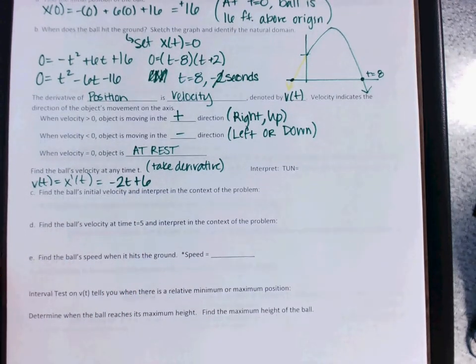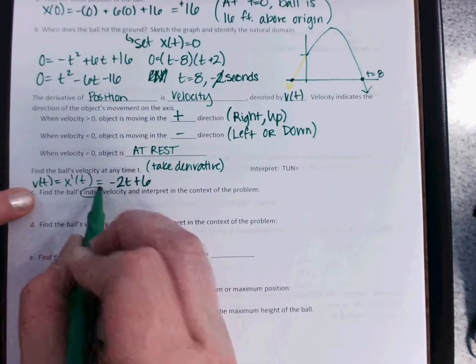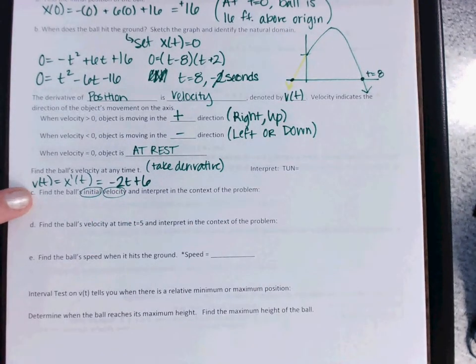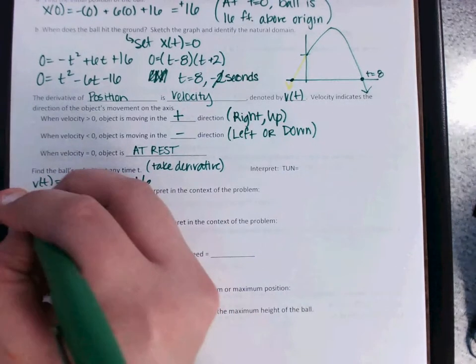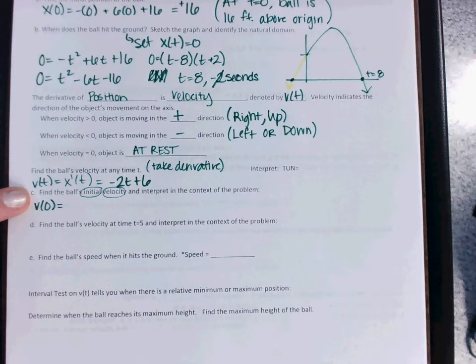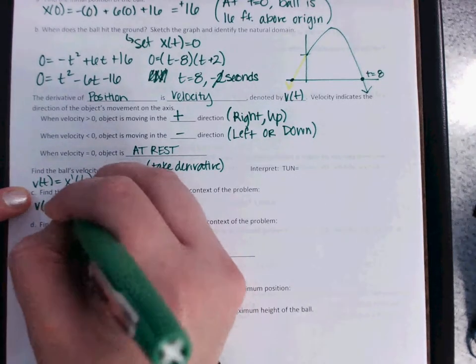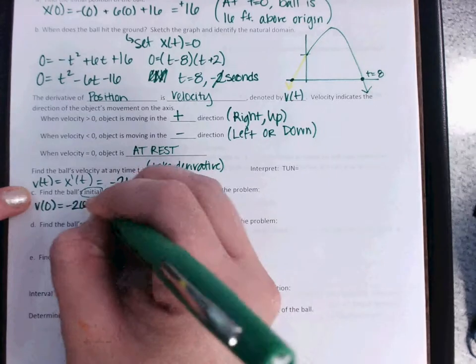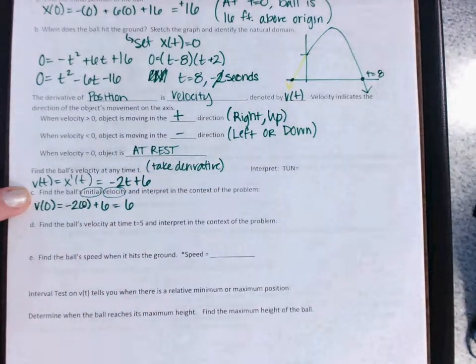Now look at part C, it says find the initial velocity. What does initial mean? What time? 0. Very good. So I would find v of 0. And then from here, I would do negative 2 times 0 plus 6 is 6. Now, then it says to interpret.